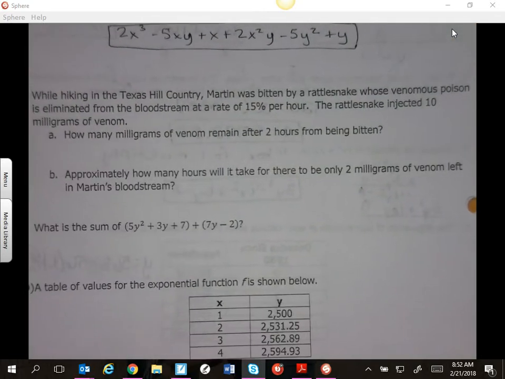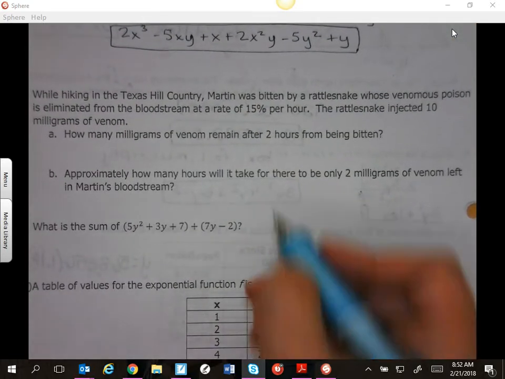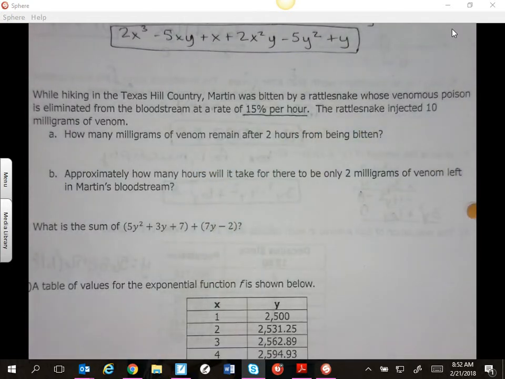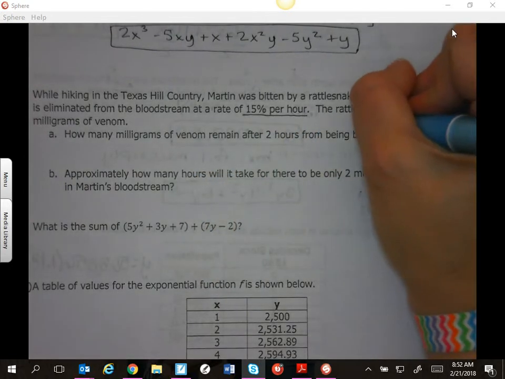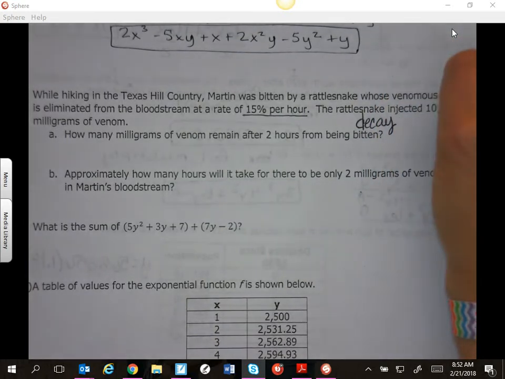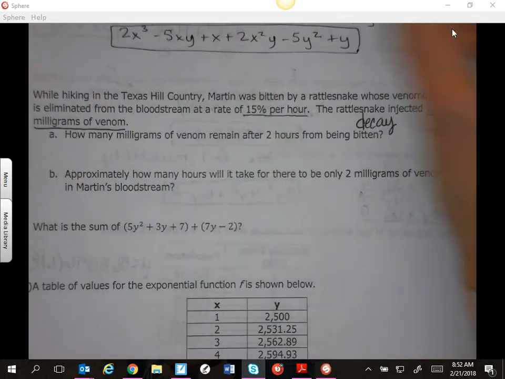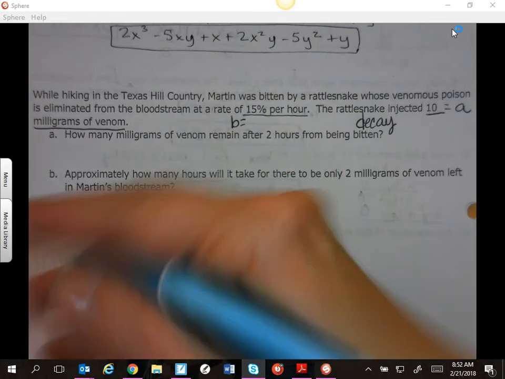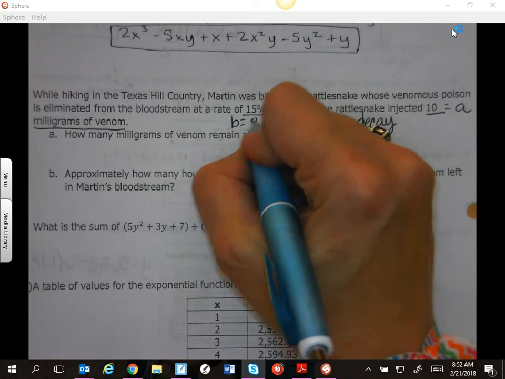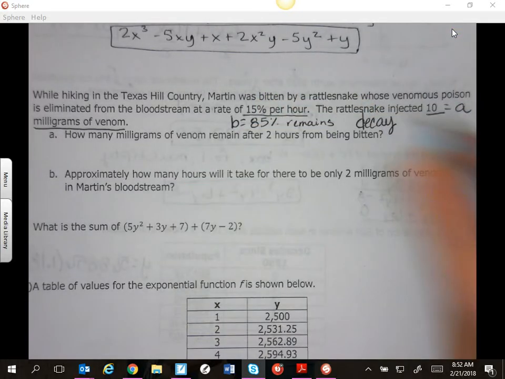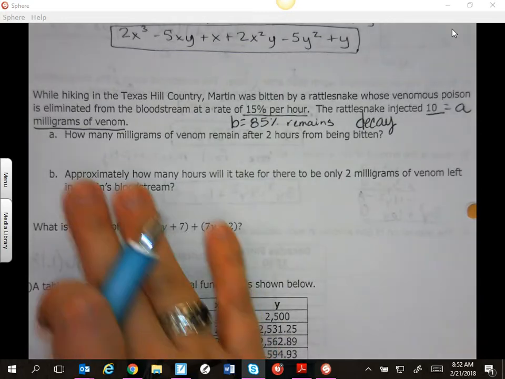Hiking, Martin was bitten by a rattlesnake whose venomous poison was eliminated in his bloodstream at a rate of 15% per hour. Now, if it's being eliminated, this is a decay. He was injected with 10 milligrams of venom. This is your A value, guys. Your B value: if 15% less was eliminated, that means 85% remains. This is your B.